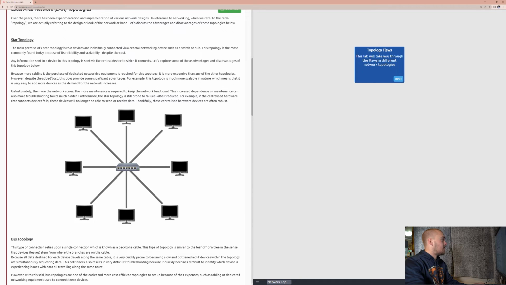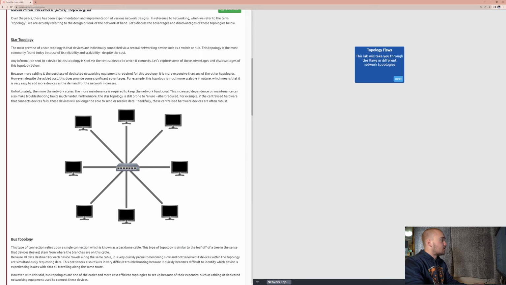Because more cabling and the purchase of dedicated networking equipment is required for this topology, it is more expensive than any of the other topologies. However, despite the added cost, this does provide some significant advantages. For example, this topology is much more scalable in nature, which means that it is very easy to add more devices as the demand for the network increases.